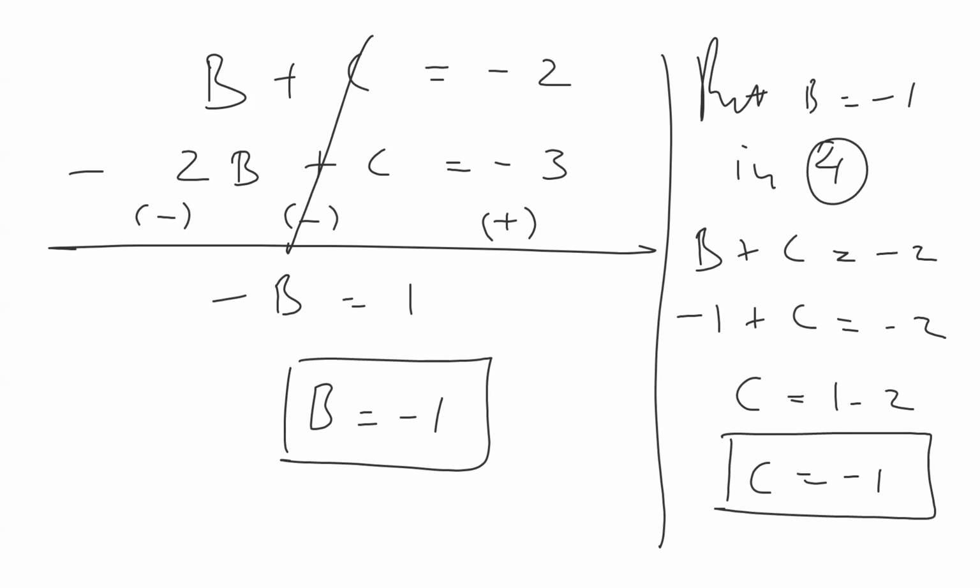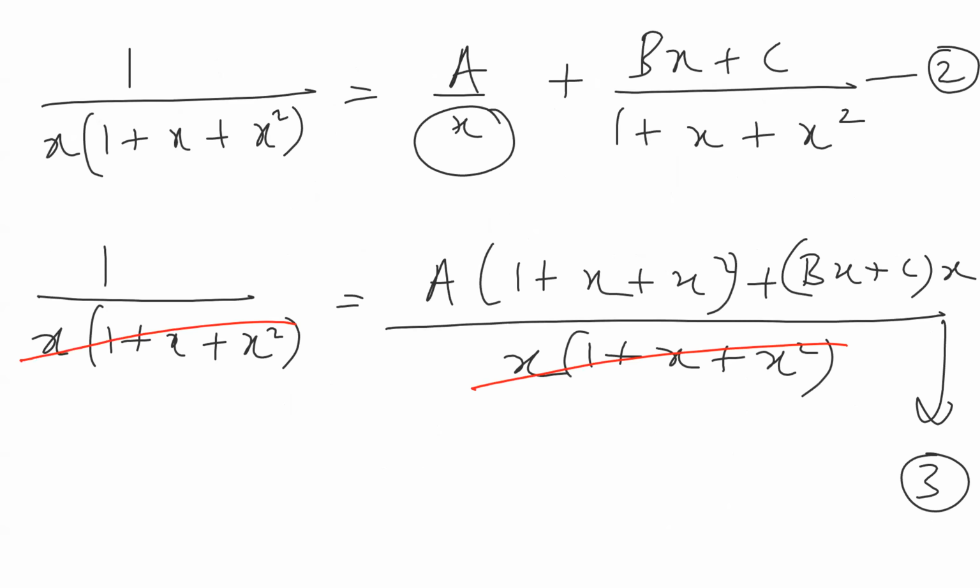So I got the value of b and c as minus 1 and minus 1 respectively. Now put the value of A, B, C in equation number 2, sorry, not in 3. If you take a look at equation number 2, I'll just put the value of A, B, and C.